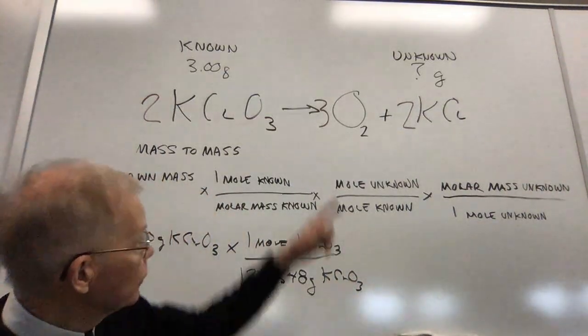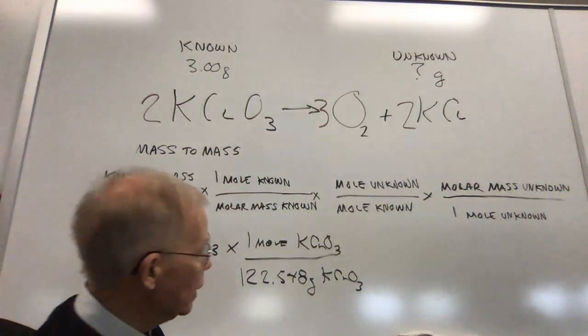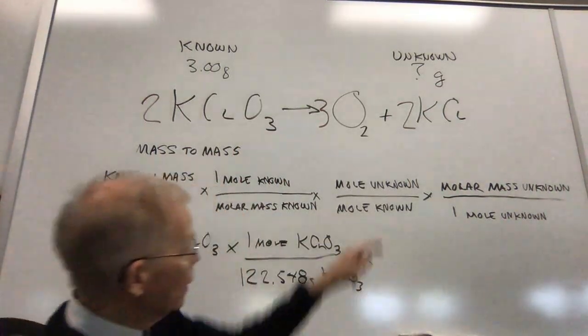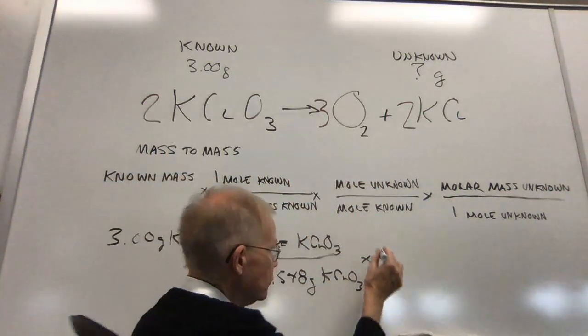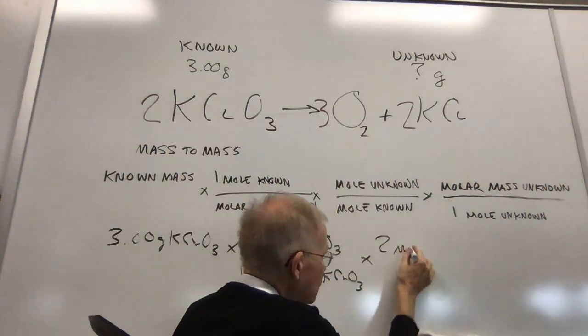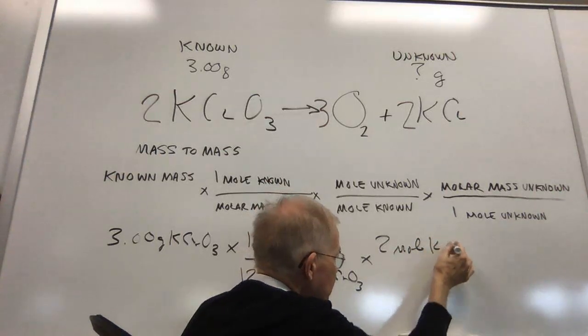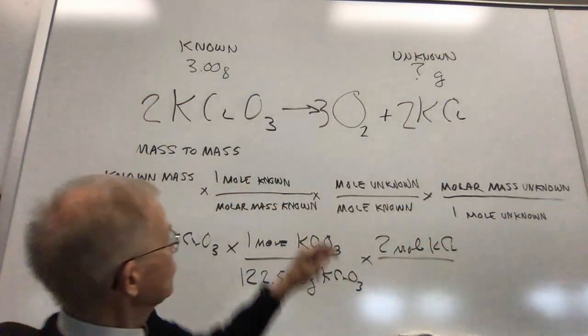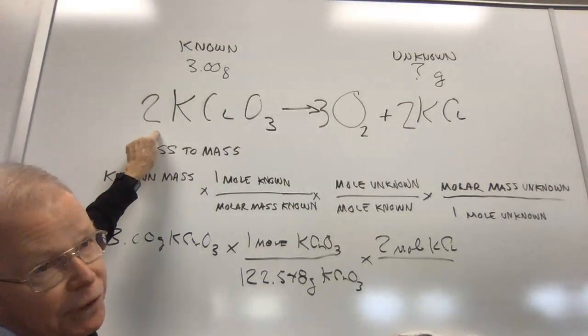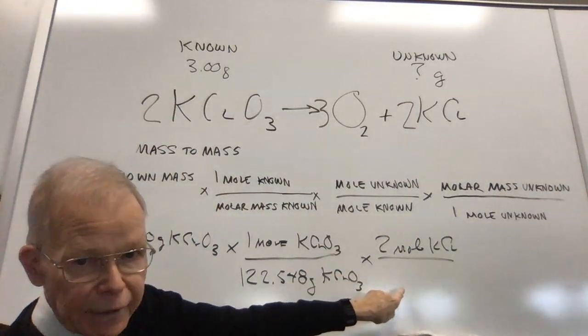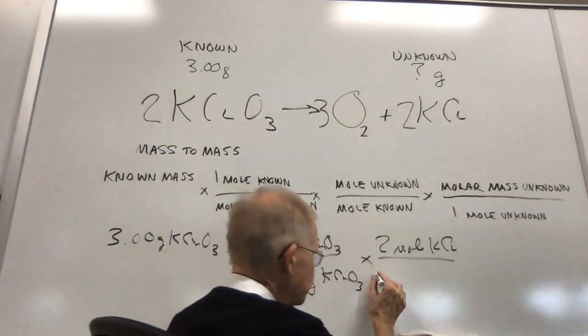My next step is to figure out what's the comparison of moles that I have. So my unknown is the KCl. I have 2 moles of that. So I'll put 2 moles KCl here. I go over to this side of the equation. The balanced equation shows that I have 2 moles of potassium chlorate. So I'll come back here and put 2 moles KClO3.